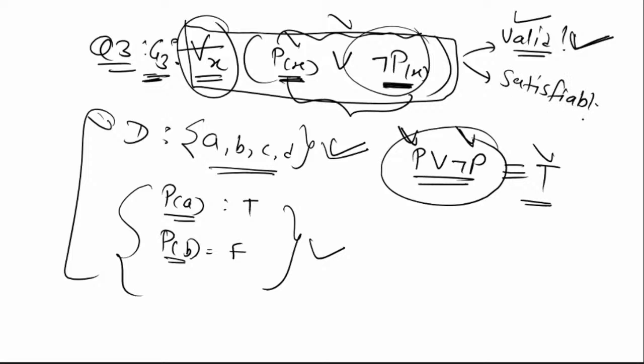Because if every environment is a model, then definitely you have at least one model. Satisfiable says at least one model. Valid says all environments must be models. So this is satisfiable and this is valid. And we cannot have any counter model. For this G3, we don't have any counter model because every environment is a model. So this is not falsifiable. We cannot make this G3 false. So these are the properties of G3.